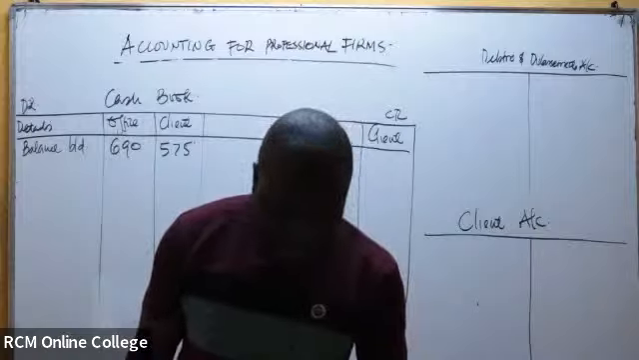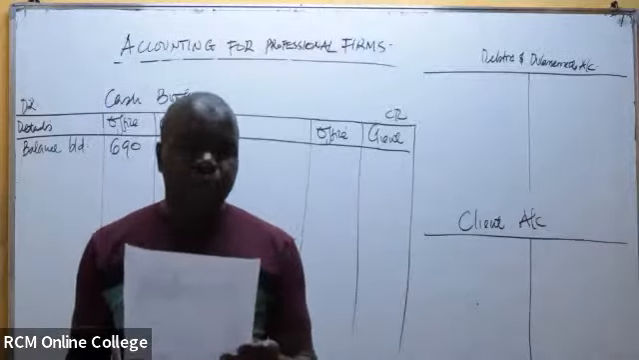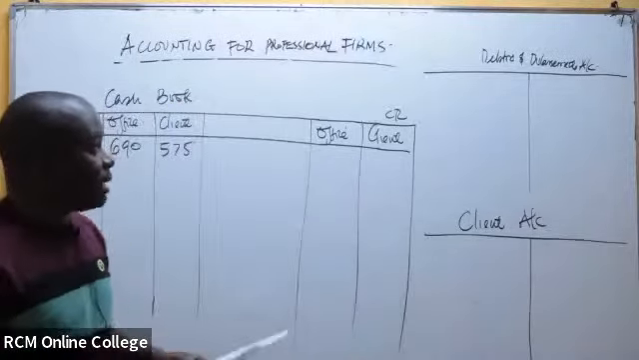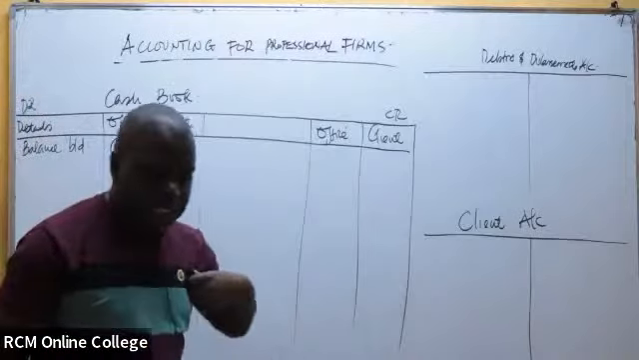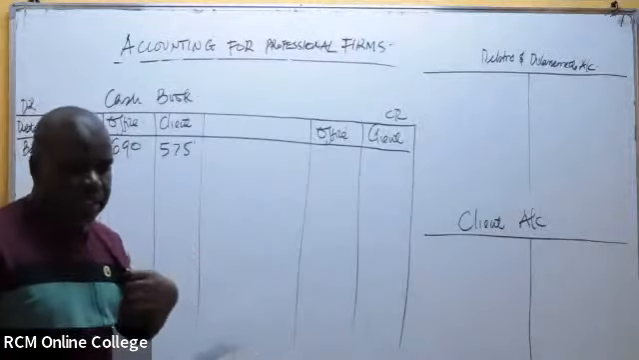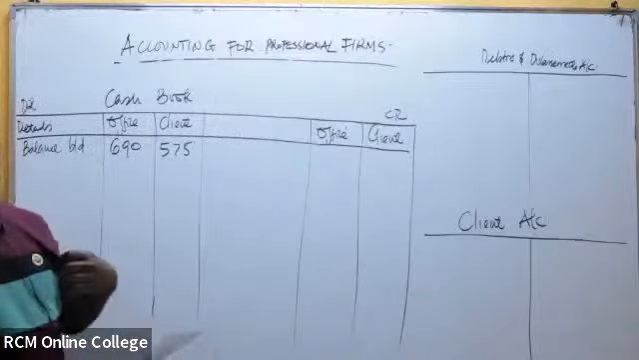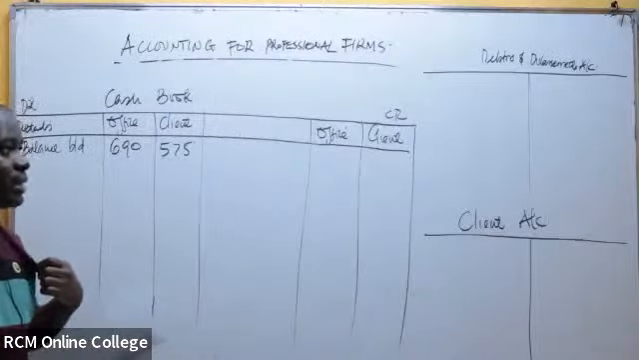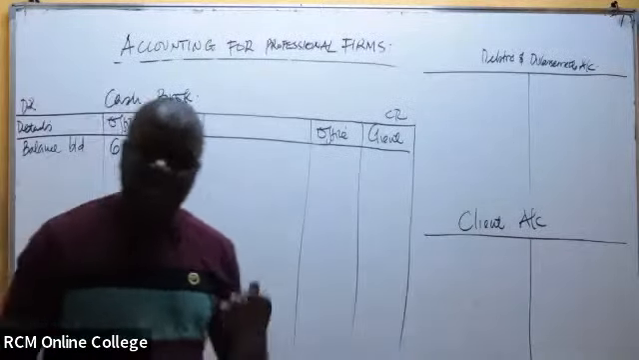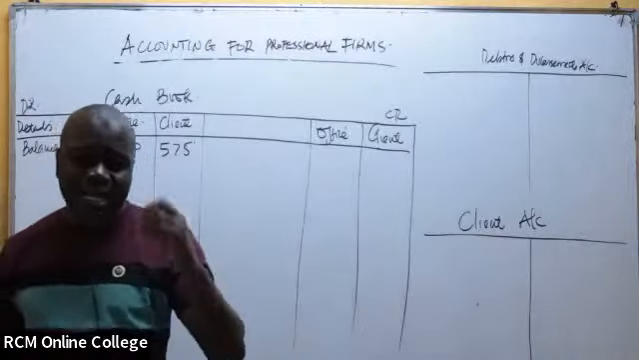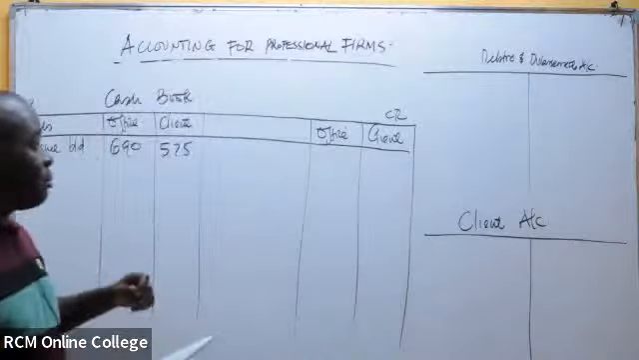Then we can now go through the additional information to see whether we have any transaction that affects the cash book. One thing I have to inform you about the cash book: it will only record actual cash inflows and actual cash outflows, not amounts which haven't been received or haven't been spent. What we record is actual cash inflow that hits the bank.